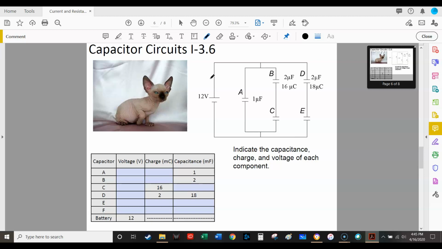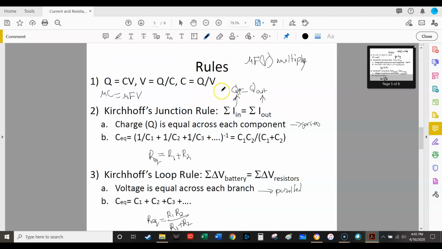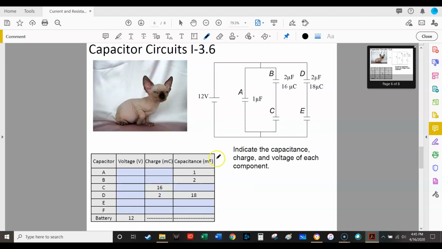All right, we're back. Let's go ahead and try this. So we're going to be dealing with these rules right here, and I suppose I should write the rules here. Rule number 1 is Q is equal to C times V, right?